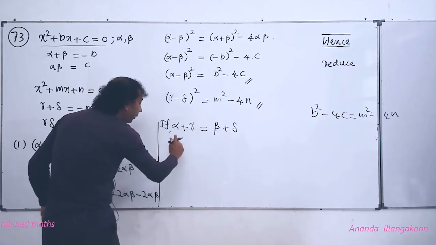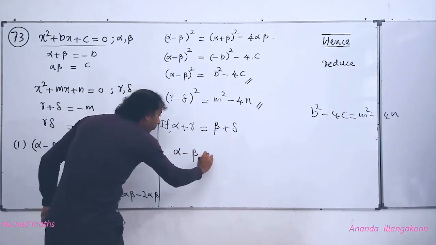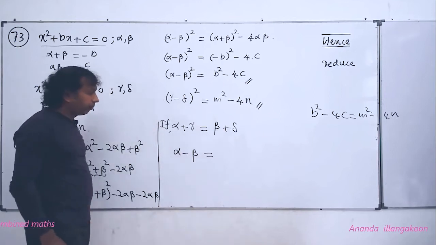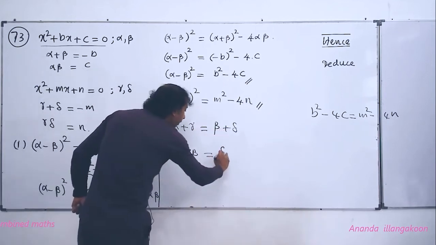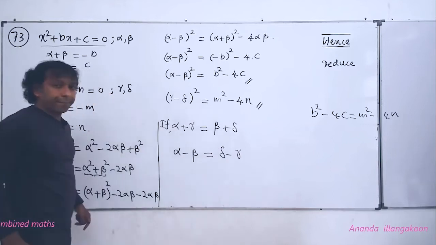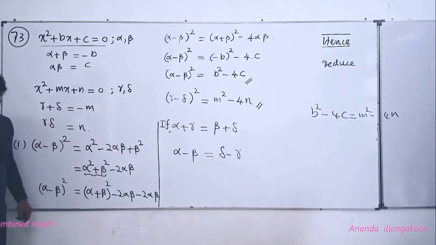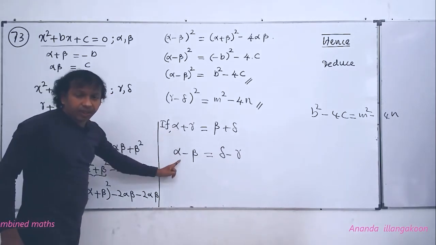I can bring this beta to this side: alpha minus beta. I can take this gamma to the right hand side: delta minus gamma. This is what we have. By using the given one, we can write like this.